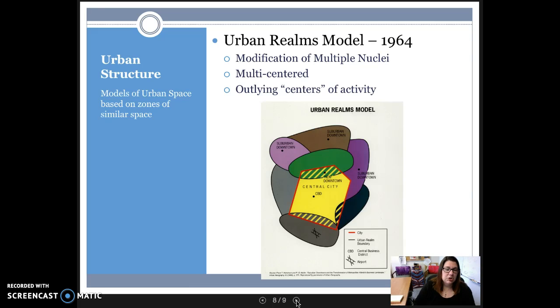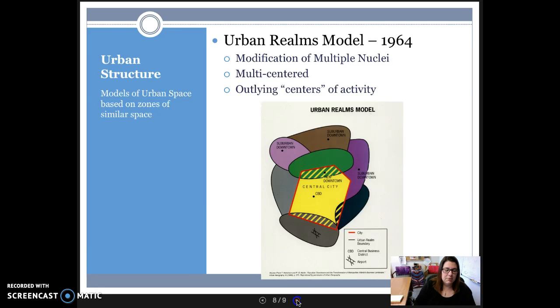Finally, let's talk about the urban realms model. And this model modifies the multiple nuclei model with the understanding that there isn't just one CBD. There isn't just one traditional central business district. There are other centers of activity that happen in outlying areas from the core.